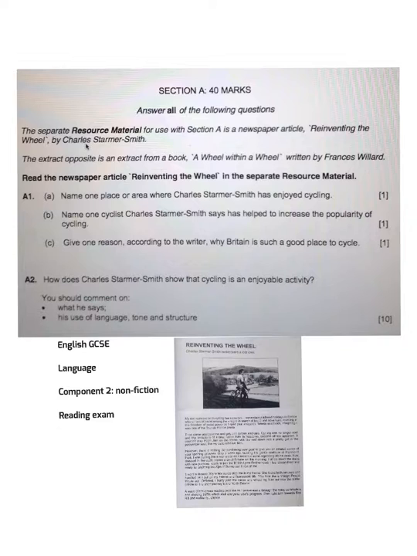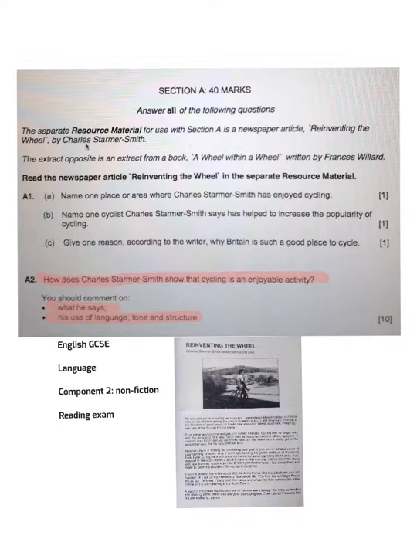So let's zoom in now on question 2. So the question is saying, how does Charles Stammer Smith show us that cycling is an enjoyable activity? There's 2 things I need to focus on. I need to focus on what he says. Okay, so what things is he saying that are related to cycling being enjoyable? And then also, how does he do it?